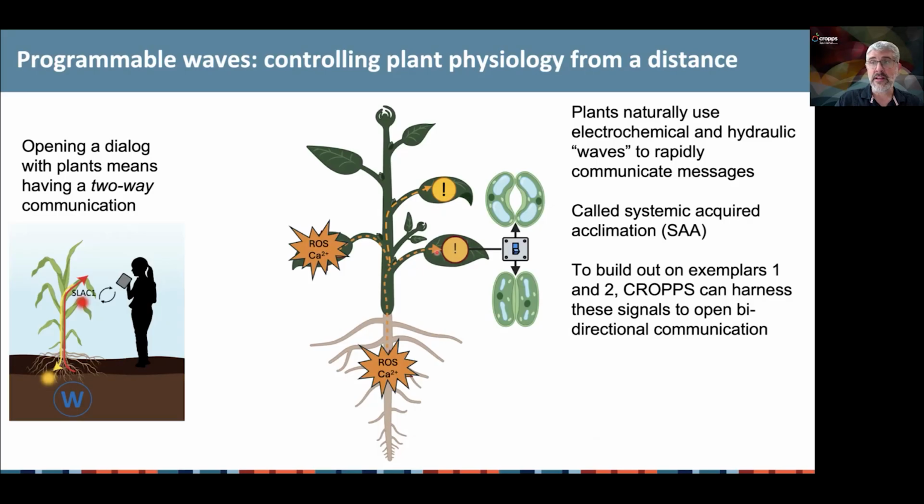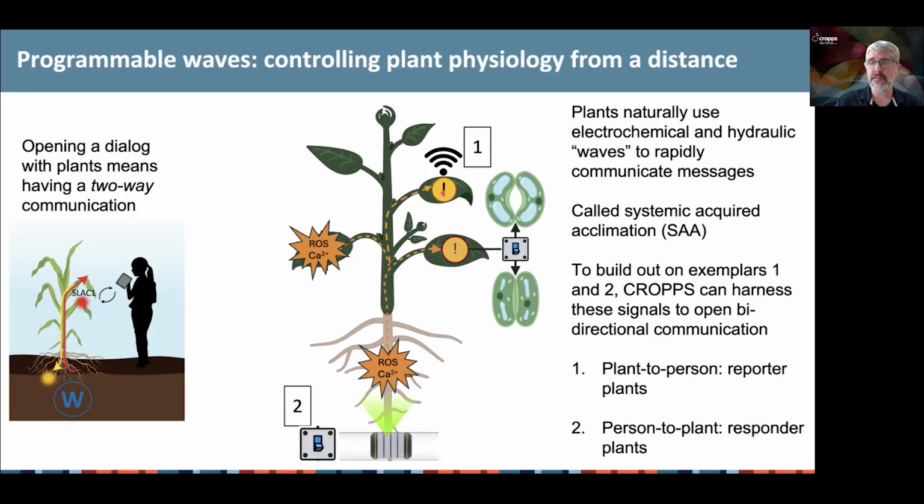So to build out on Exemplars 1 and 2, CROPPS wants to harness these signals to open bidirectional communication. And that means plant-to-person or reporter plants, where we can visualize these waves in real time to understand how plants are responding to their environment, and person-to-plant or responder plants, where we can potentiate the initiation of these signals to drive physiological changes from a distance.